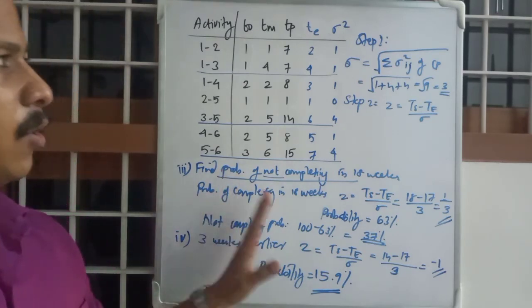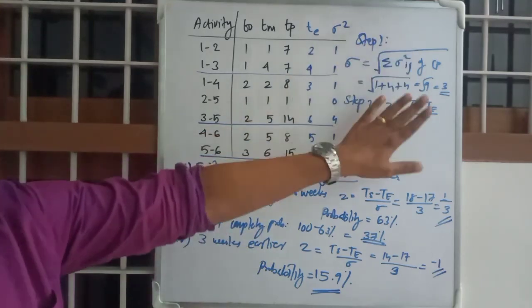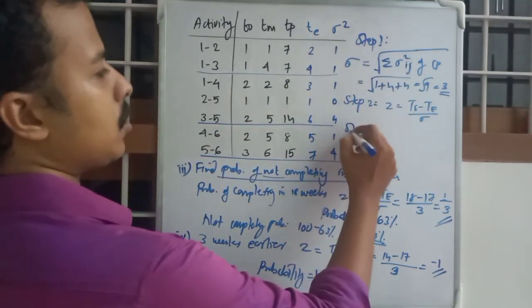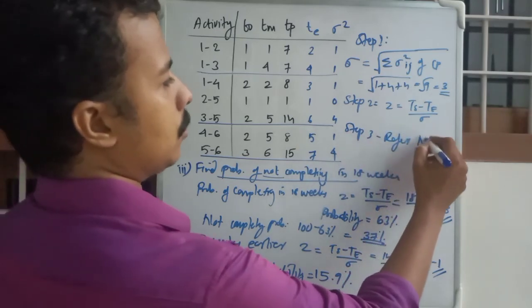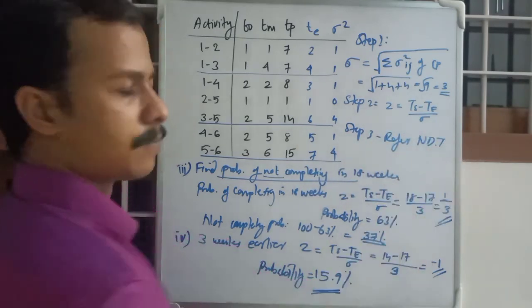So that's it. I hope you have these three steps, and step 3 was to refer to the normal distribution table. That's it.